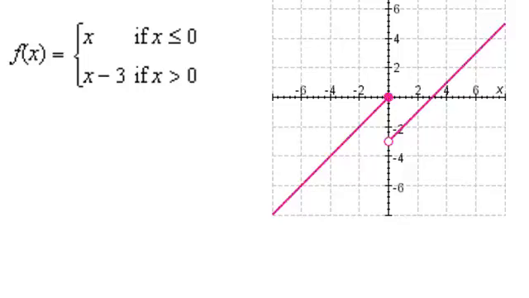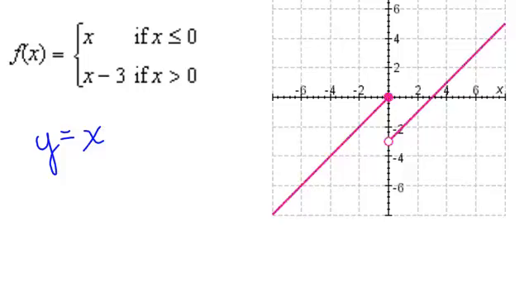Now let's look at this piecewise defined function. We have f of x equals x for all those x's less than or equal to 0. We also have f of x is equal to x minus 3 for all those x's that are greater than 0. So the first piece, f of x equals x. That would be y is equal to x.